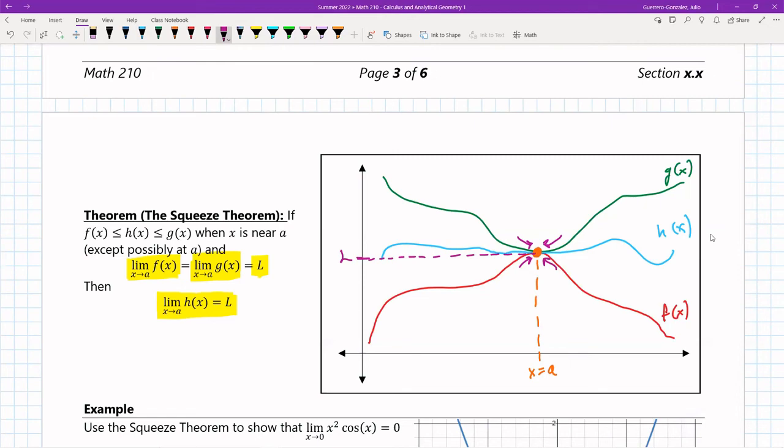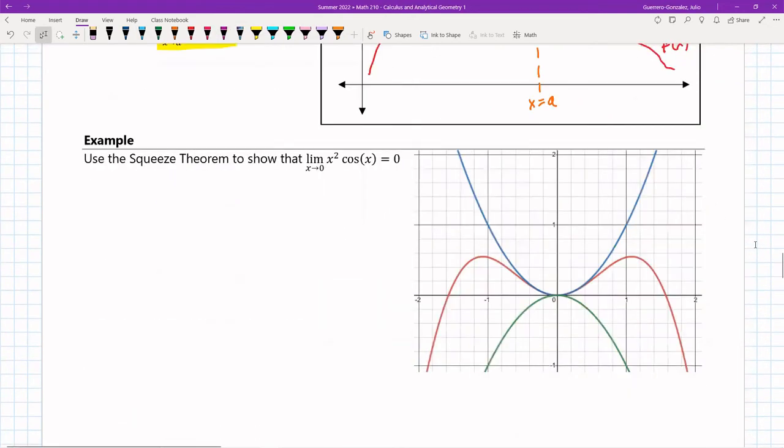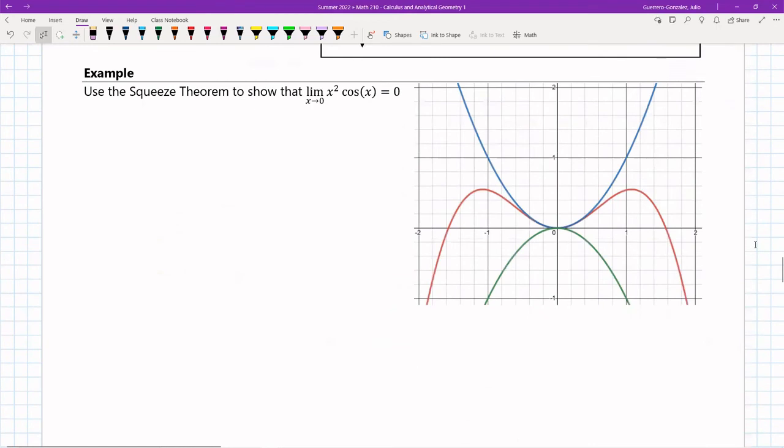So why is this important? Why do we need this? This is one of the most overly simplified examples, but it sort of drives the point home pretty darn good, okay? We're gonna go ahead and use the squeeze theorem to show that this function, x squared times cosine of x, is equal to 0. Now, the function x squared cosine of x is this right here. It's this red line here, okay? We need to show that limit as we approach 0 is actually indeed 0.